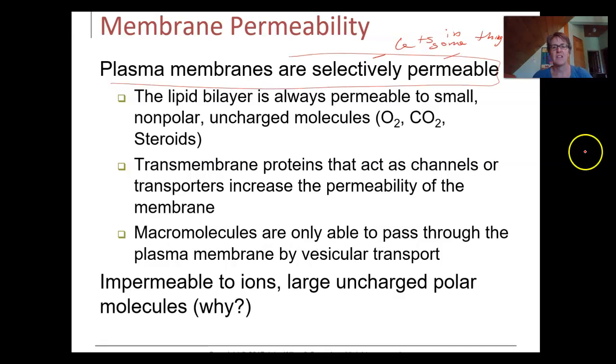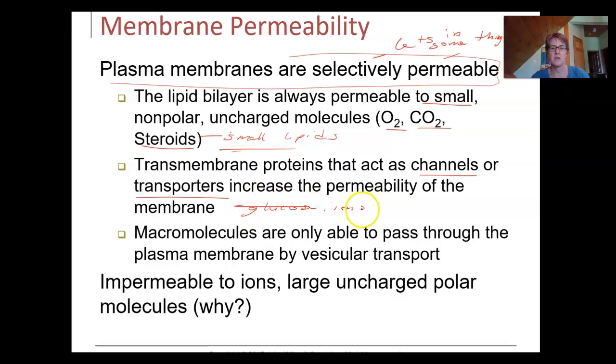My bad. Okay. Things that are small and have no charge, oxygen, carbon dioxide, and steroids. Steroids are small lipids. They pass through no problem. Otherwise, I need a channel or a transporter to get them through, like glucose, ions, other amino acids. What's the rush? If I'm super big, super large, I have a different way of entering the cell, and that'll be in the third lecture, not even in the next one.